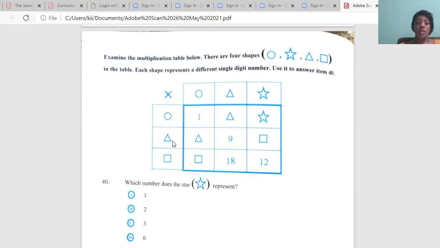And this number multiplied by this number is... the square multiplied by the circle is the square. The triangle multiplied by the triangle will give you this triangle. And this number. It is a bit confusing. Let me figure it out.